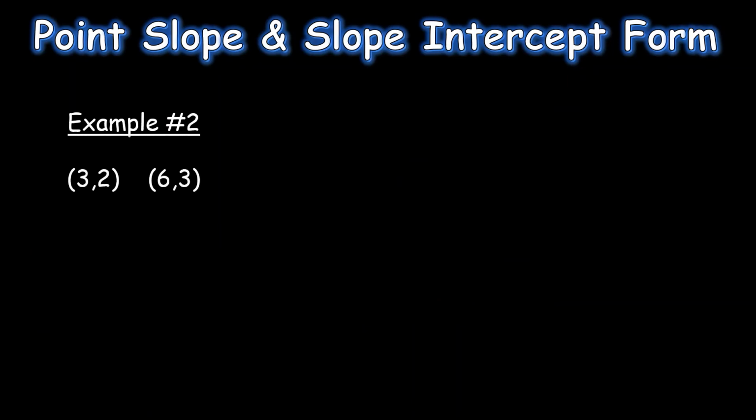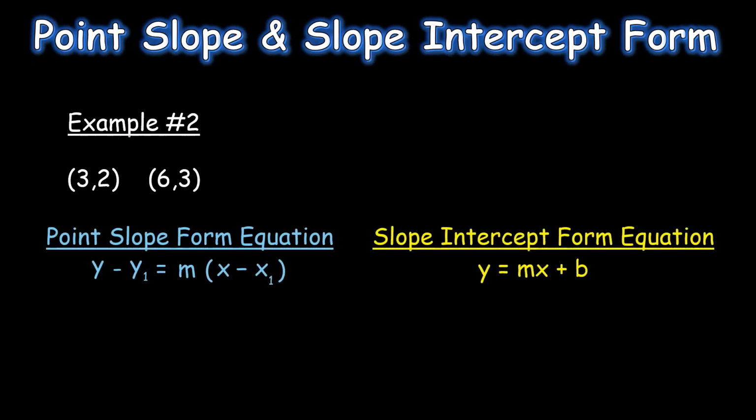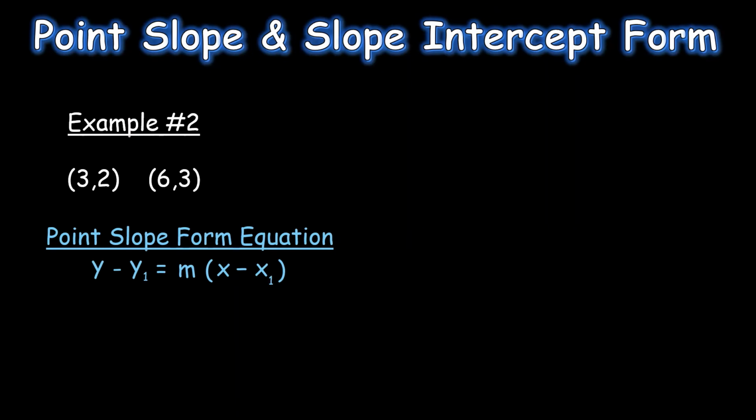Now let's take a look at one last example. We have points (3, 2) and (6, 3). Again, we want to figure out our equation for point-slope form as well as for slope-intercept form. We're going to start off with point-slope form first because it makes it easier to solve for our slope-intercept form. So let's label our points again. So we have x1 for 3, y1 for 2, x2 for 6, and y2 for 3.